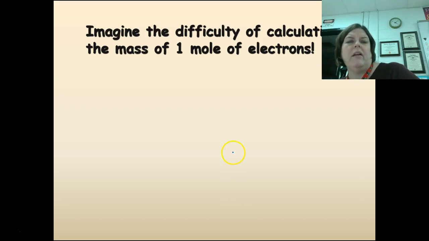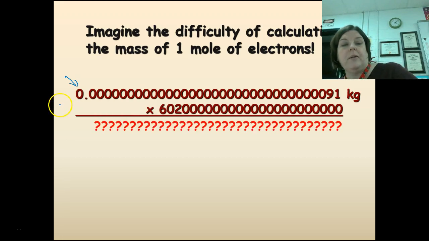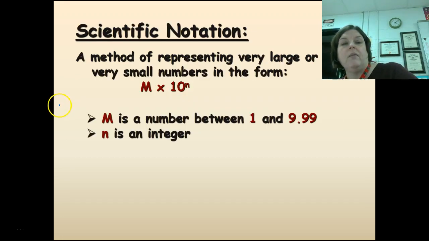If we're calculating the mass of 1 mole of electrons, that's going to be a complicated calculation. Look at this calculation right here. This is the calculation for the mass of 1 mole of electrons. That's a lot of zeros to plug into that calculator, and a lot of mistakes are going to be made. So how do we deal with it? We turn things into scientific notation.